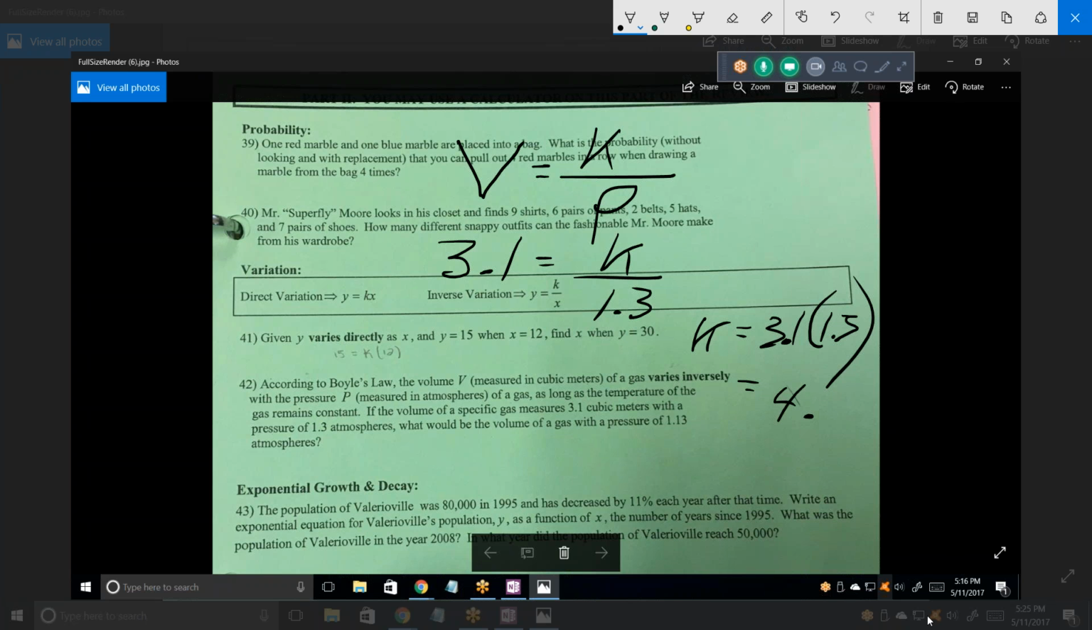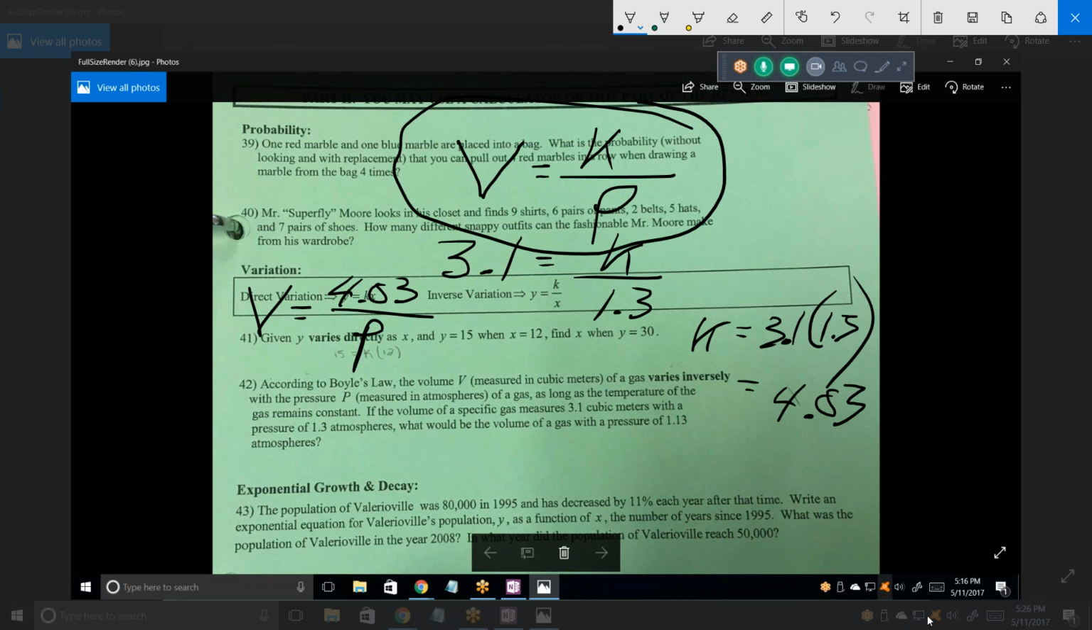4.03. Okay. Now, what is my specific equation for Boyle's law? Well, let's start with, in other words, this is the general equation. We just solved for k. So now let's write the general equation only with the known k that we have. So it'd be 4.03 divided by p. That's the specific equation.